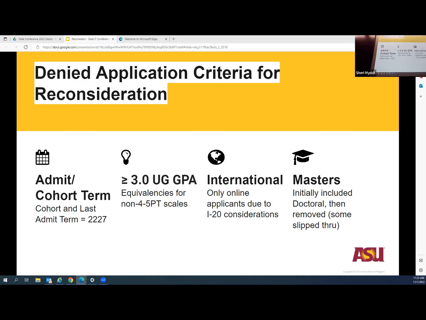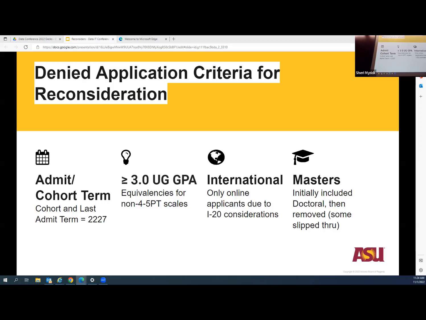We were looking for a 3.0 undergraduate GPA equivalency. Those of you who are familiar with admissions data know it's coming in on a 4-point scale, or 4.3 or 4.5, a 5-point scale. There's a number that fall in that barrier, but then we've got 10-point scales and 20-point scales and 100-point scales and all sorts of things. So we get some basic formulas from admissions for how those equivalencies are calculated, and use those to interpret what met the 3.0 guideline.